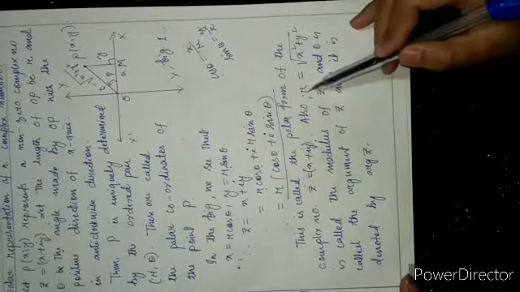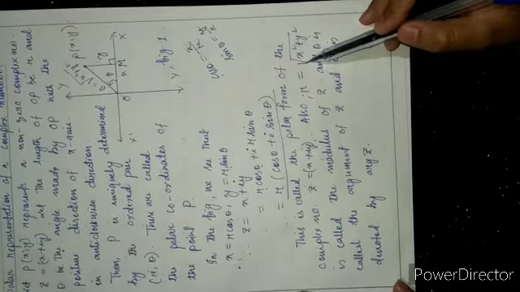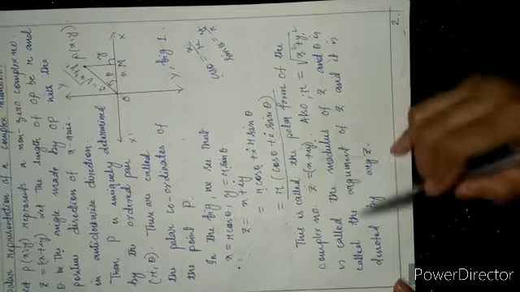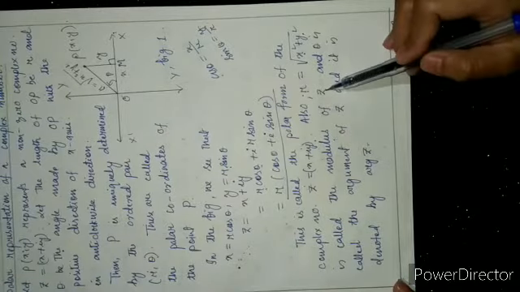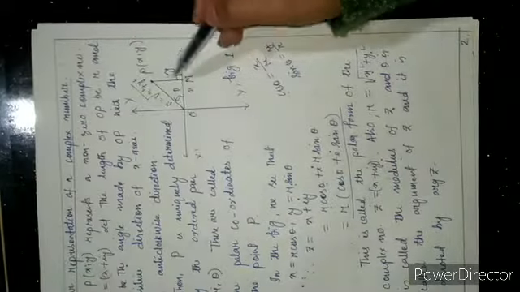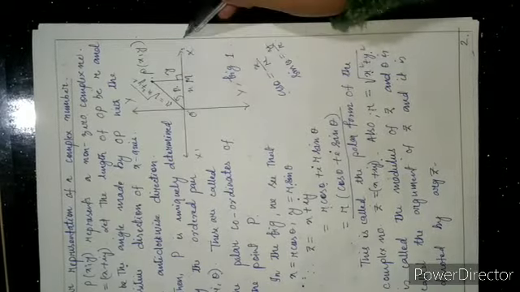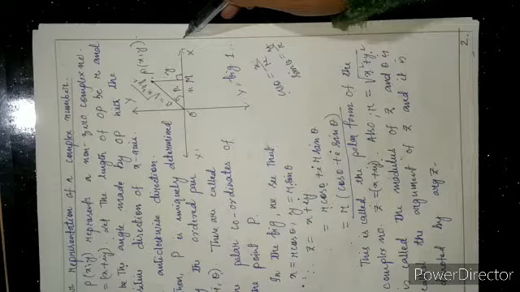And also r is given by root over x square plus y square, where x is the real part and y is the imaginary part. This is called the modulus of z, and this theta is the angle made by the line OP with the positive direction of x-axis in anti-clockwise direction.